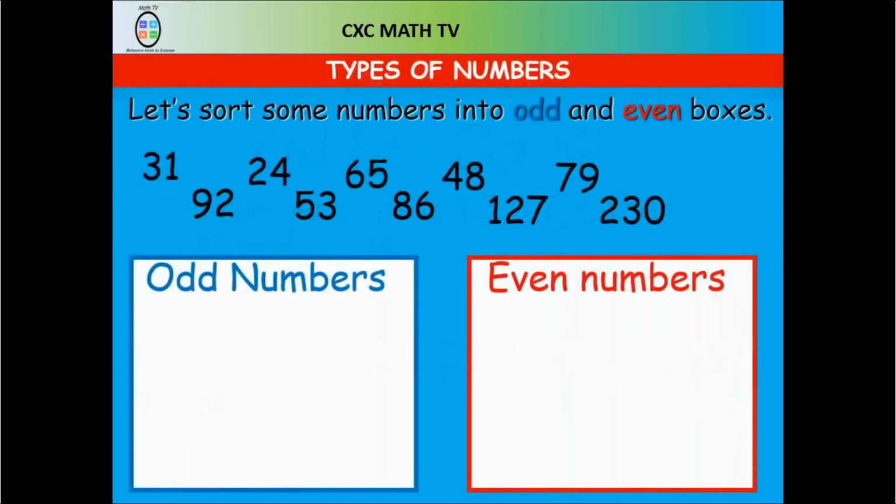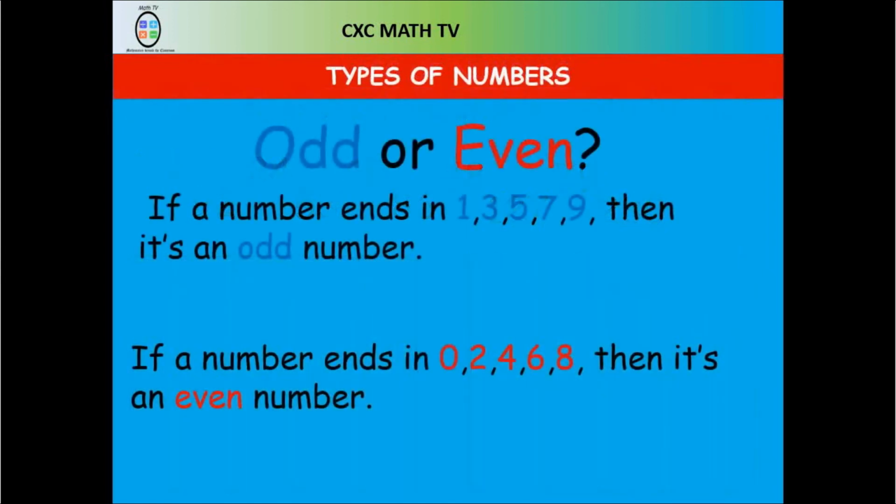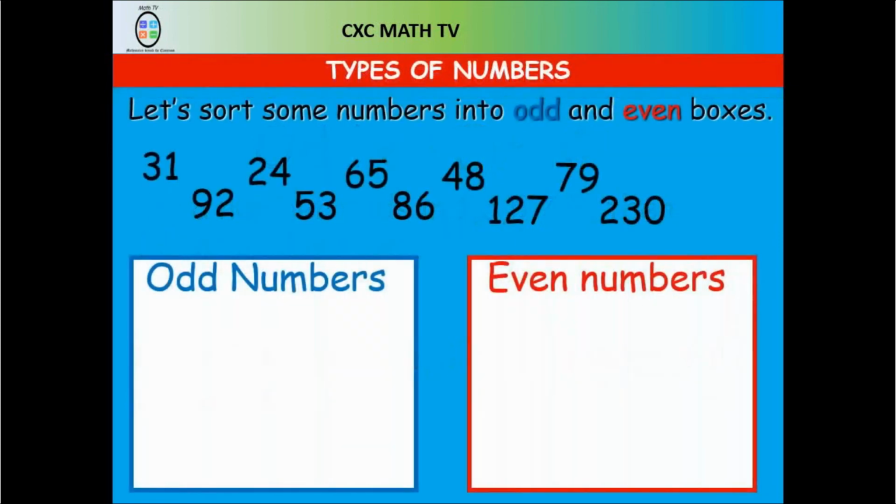Let's do some questions so it makes sense. It says, let's sort some numbers into odd and even. Remember the golden rule that we said previously: if it ends with 0, 2, 4, 6, or 8, even; 1, 3, 5, 7, or 9, odd. So put them in groups for me. Pause the video and attempt.